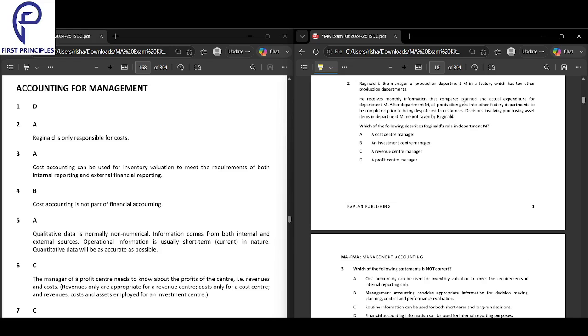Okay, so Renegade is the manager of production department M. He receives monthly information that compares the expenditure for the department M. After department M, all production goes into other factory departments prior to being dispatched to customers. Decision involving purchasing asset items.